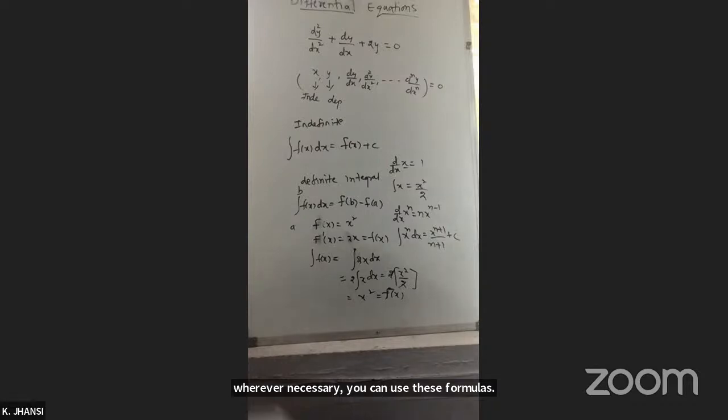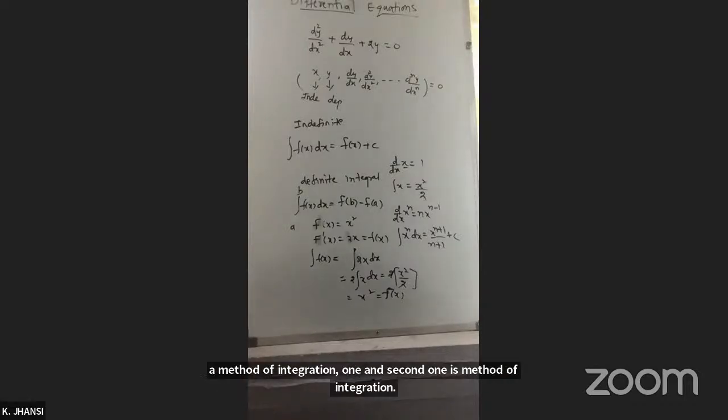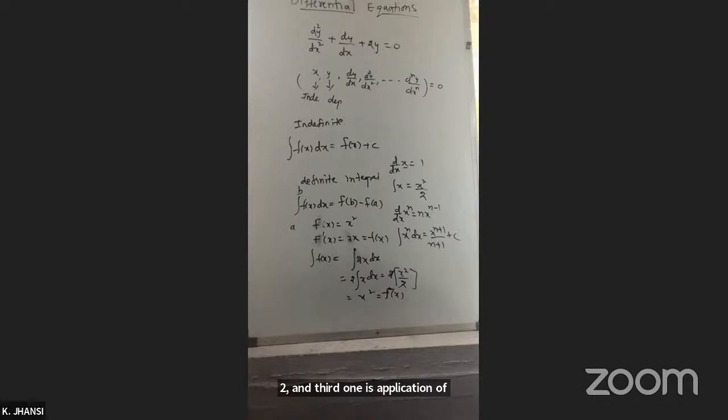In this unit 1, the first one is the method of integration. The first block is integration. Unit 1 is method of integration 1, and the second one is method of integration 2. And the third one is application of integration, that is, areas. So in this first unit, you have the concept of integration.